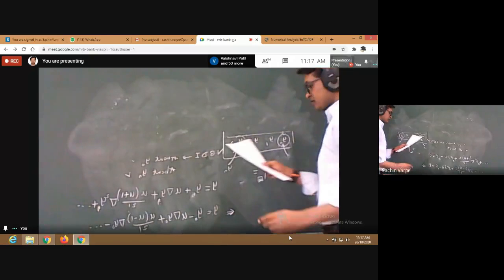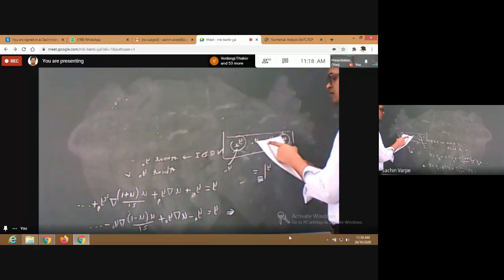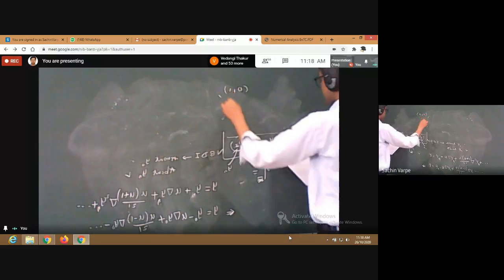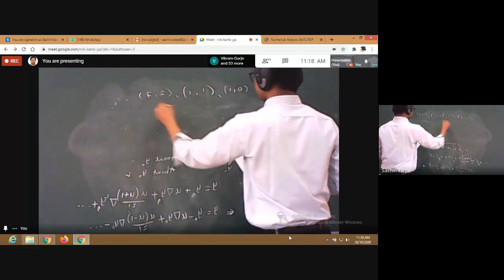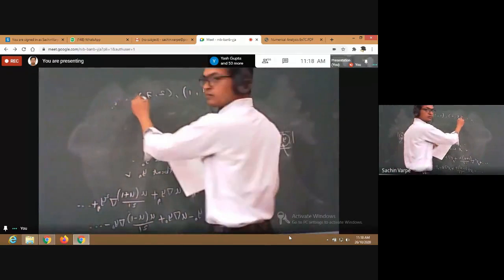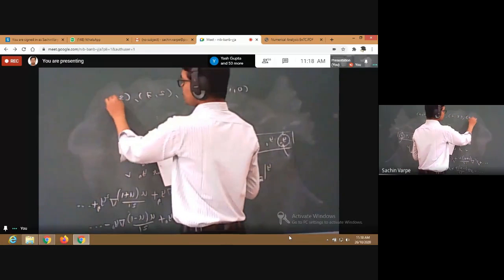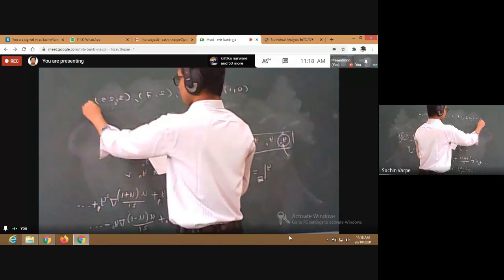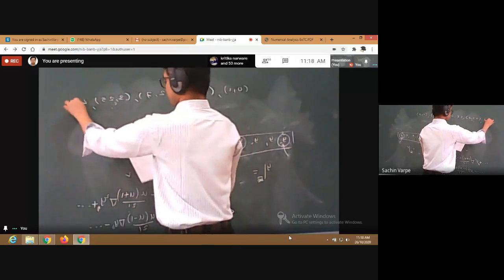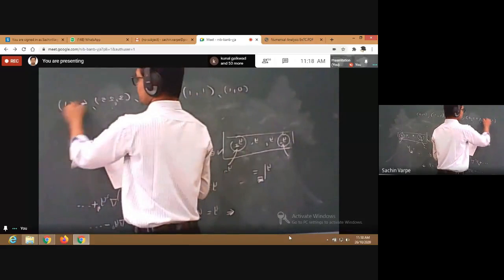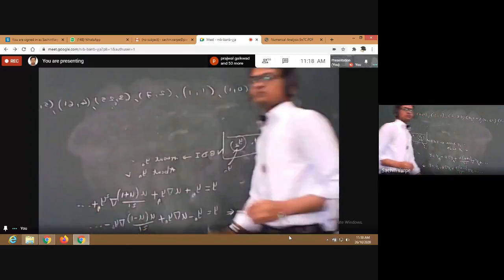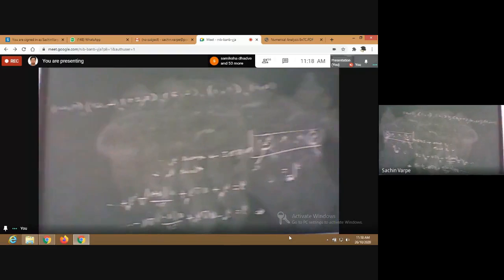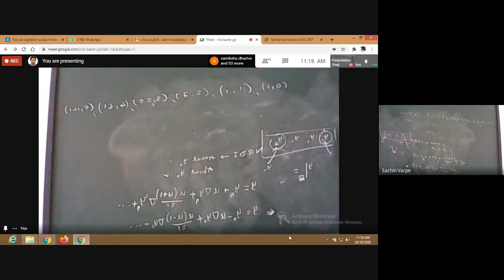Write the points. Find a polynomial passing through the points (0, 1), (1, 1), (2, 7), (3, 25), (4, 61), and the last one is (5, 121). Find a polynomial passing through these points.